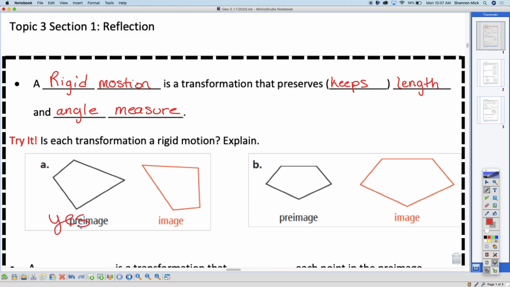Okay? What about this one? No. Why? Because it changed the length and the angle. We dilated it, that's what that's called. We made it bigger, and that is a no, because the angles are still the same, but the lengths of the sides are different. A dilation is an expansion.